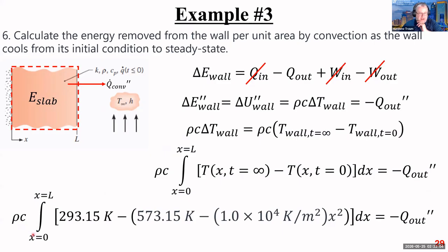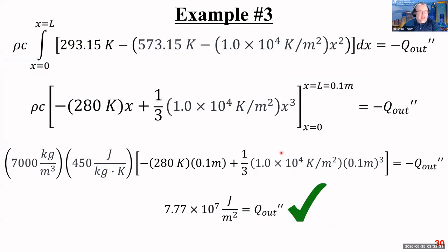Here's rho c. Here's the integral of x equals 0, x equals L. Here I am putting that equation in. So here's the equation for the temperature gradient in the slab with respect to x. And that all equals Q out. And then here I just copy this from the previous slide. And then here I am carrying out the integral, right?